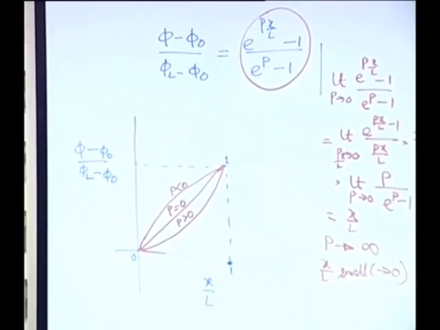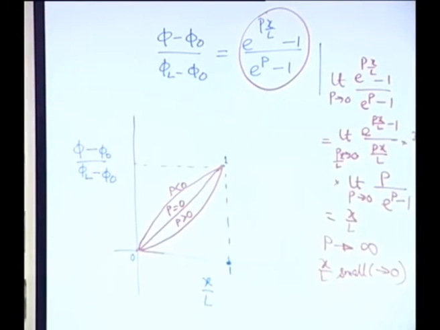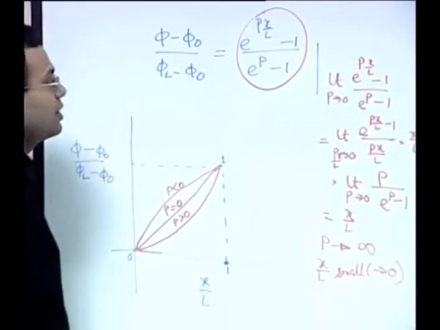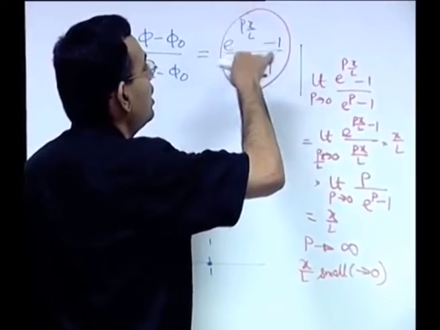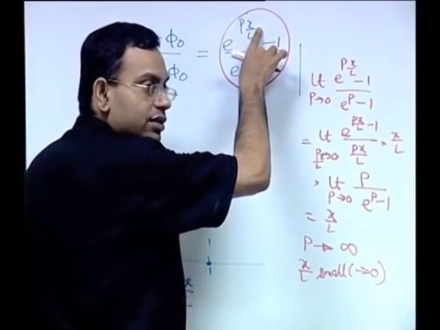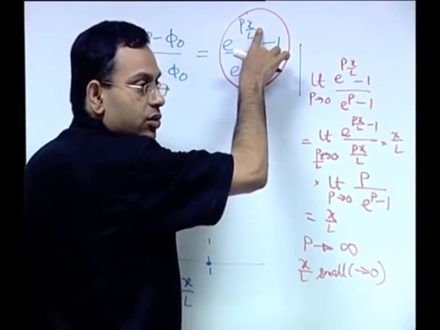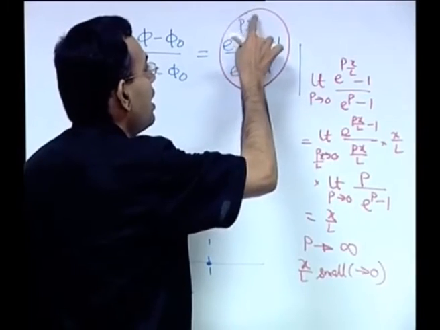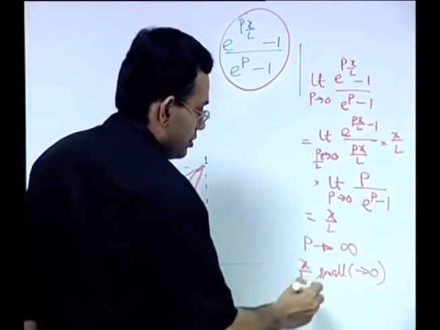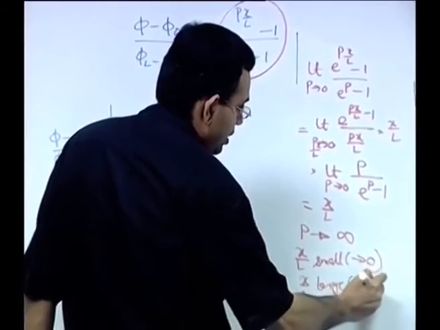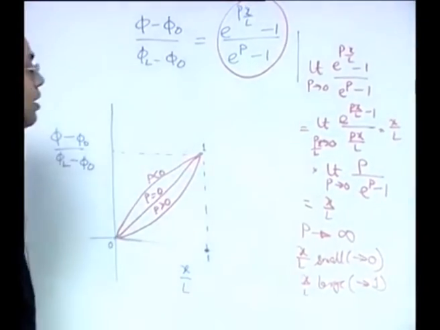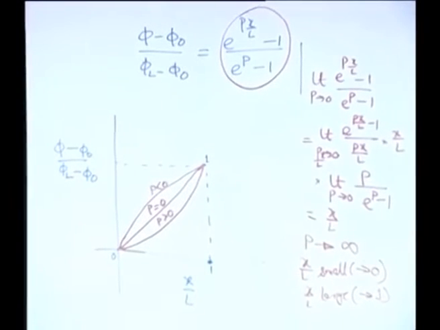What happens for large values of x by L? You cannot say x by L is indefinitely large; the maximum value is 1. So, when x by L tends to 1, that is x by L large, that means its maximum limit it tends to 1, then this ratio tends to 1.